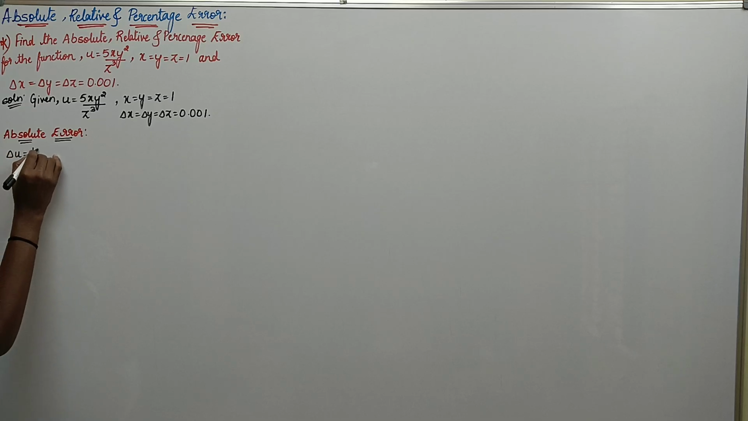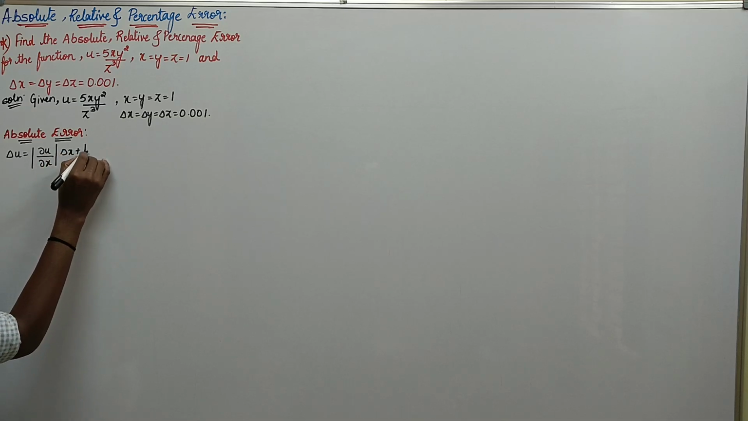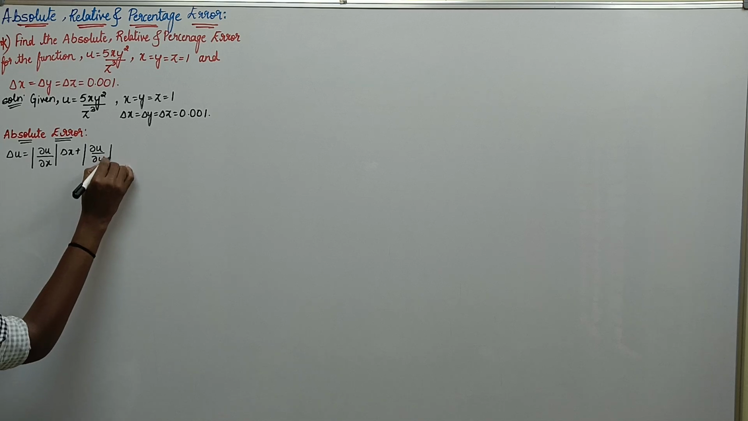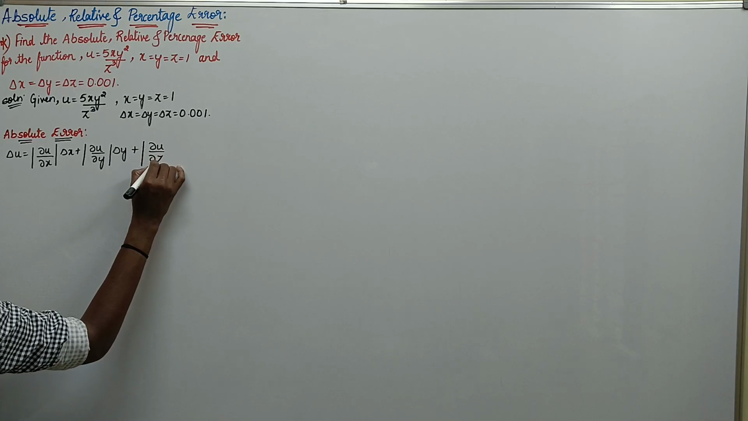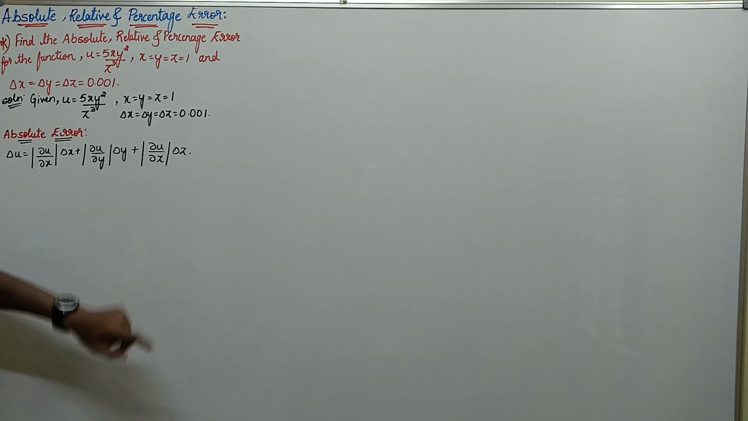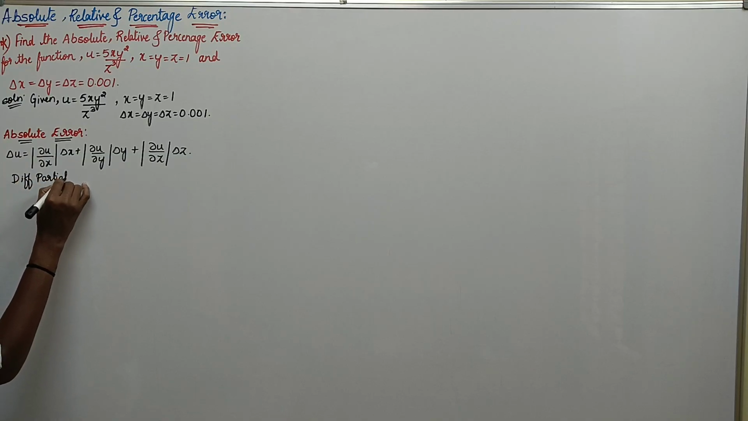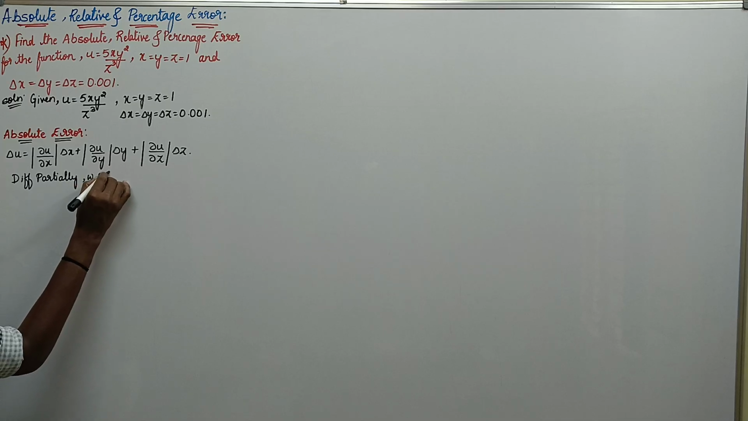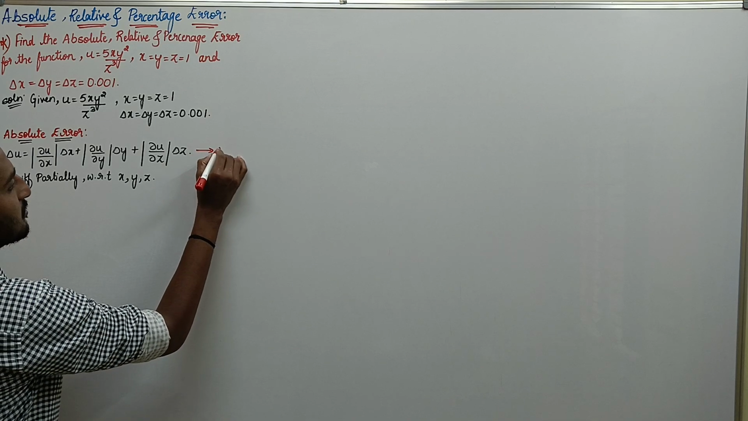del u which is equal to modulus of dou u by dou x del x plus dou u by dou y del y plus dou u by dou z del z. Then now I need to differentiate partially u with respect to x, y and z. Now let us differentiate partially with respect to x comma y comma z. Now assume this as equation number 1.